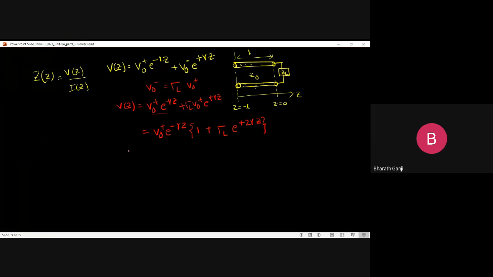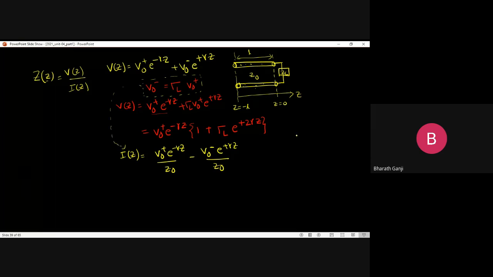Okay, so let us try to write the expression for I of z. So if you remember, previously we had this expression for I of z like this: V naught plus into e power minus gamma z divided by Z naught, minus V naught minus into e power plus gamma z divided by Z naught. So you can see I can use the same equation again. I can use the same equation again in this analysis also.